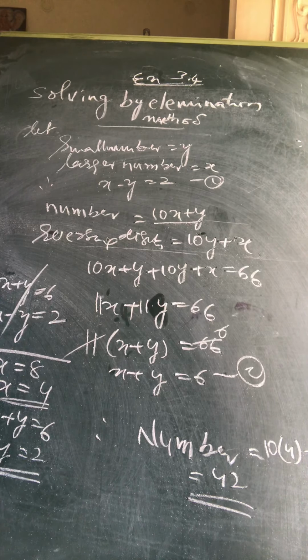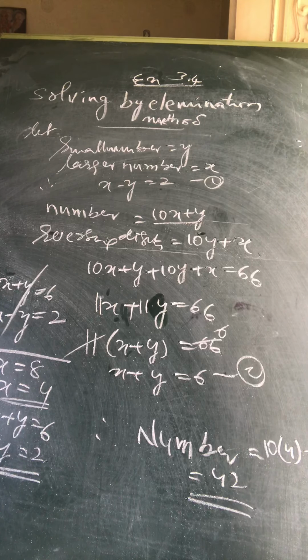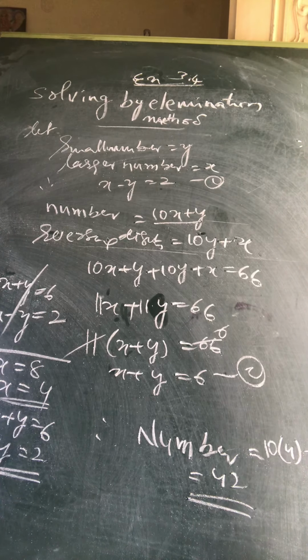Like this, we are able to solve some other problems also from this chapter 3.4. You can try to do that. Page number 57, first question, second question, fourth question and fifth question as homework.